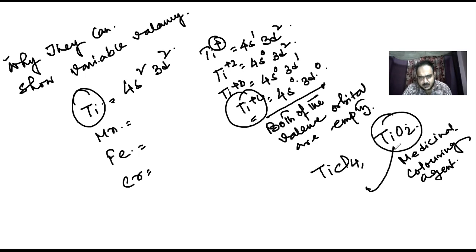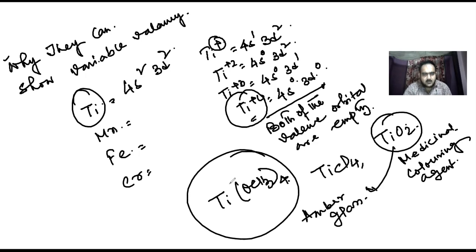It is also used to make amber glass, etc. You can see different kinds of reagents which are used: TiOCH3 whole 4. These are the evidence that your titanium is stable in its +4 oxidation state, not in other oxidation states.